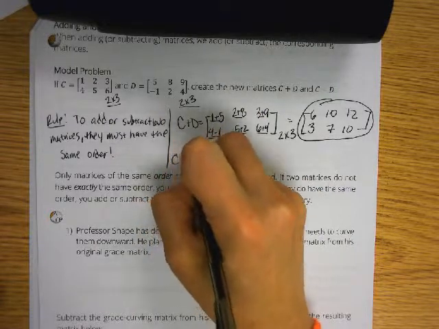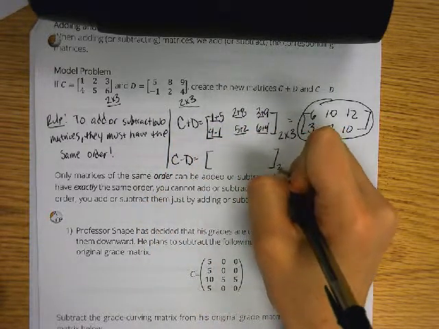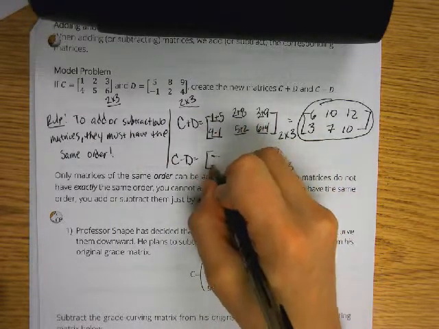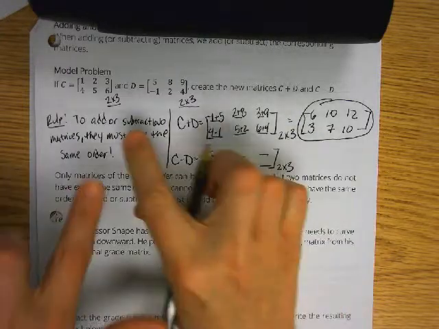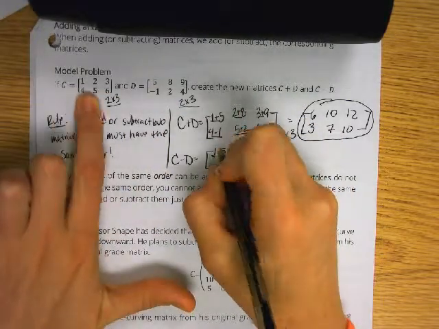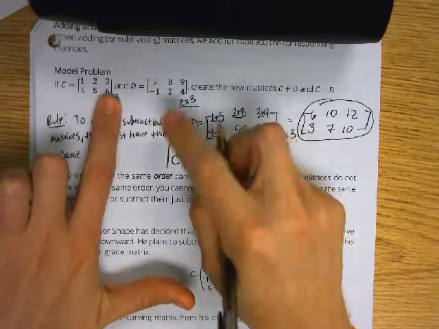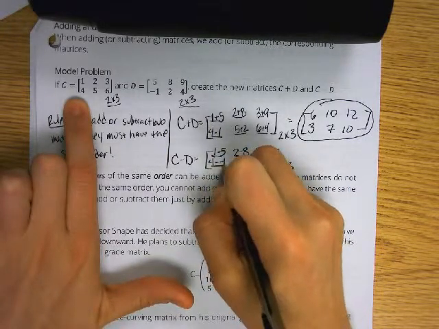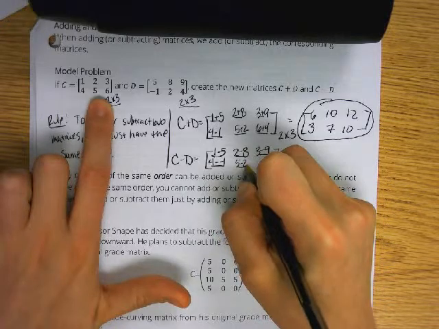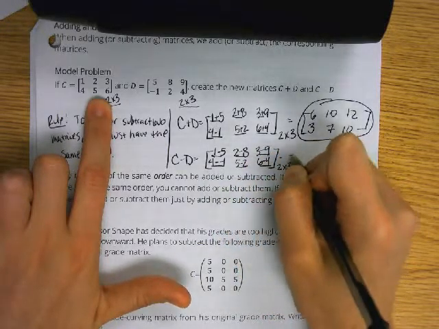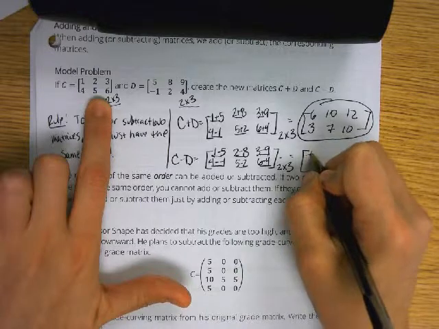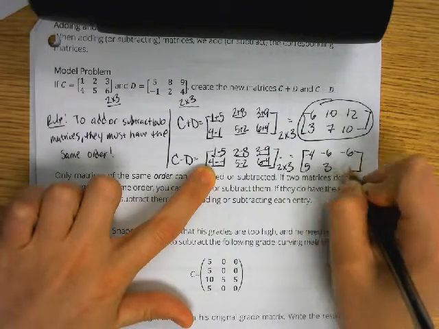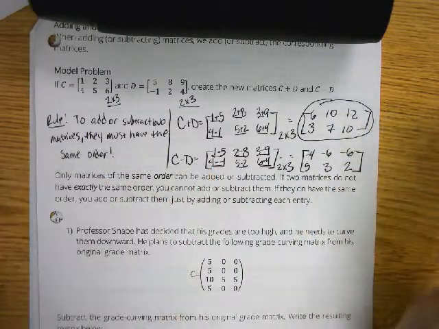To do C minus D, same thing. We'll have the same order, but instead of adding the numbers, we subtract. So 1 minus 5 goes here, 2 minus 8, 3 minus 9, 4 minus negative 1, 5 minus 2, and 6 minus 4. So your answer would be negative 4, negative 6, negative 6, 5, 3, and 2.